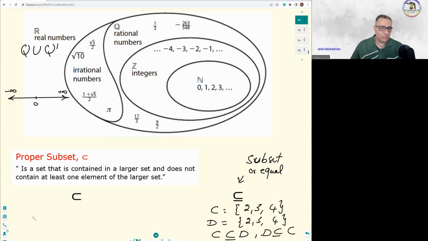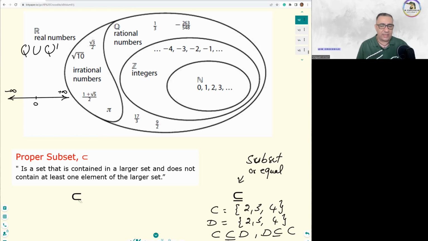But now the other symbol here is called proper subset, and by definition it is a set that is contained in a larger set and does not contain at least one element of the larger set. For example, when you look at N, which is 0, 1, 2, 3, right? Now there is a larger set, which is the set of integers. Now there are some negative integers here. They are not in the smaller set, right? So in this case, I have to use this symbol here without the equal sign.